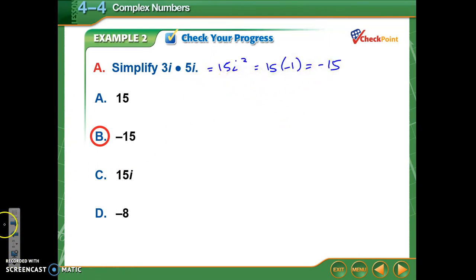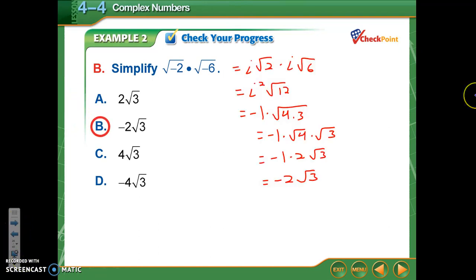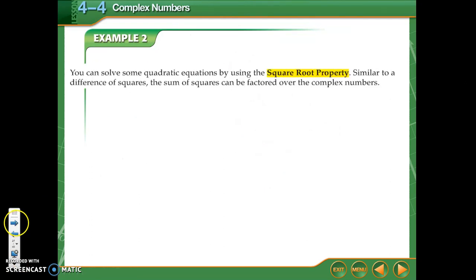Okay, try this one. The answer here is -15, and there's the work for where we get that number. And then try this one, the square root of -2 times the square root of -6. The answer here is B, and there's the step-by-step work for how to get to that answer.